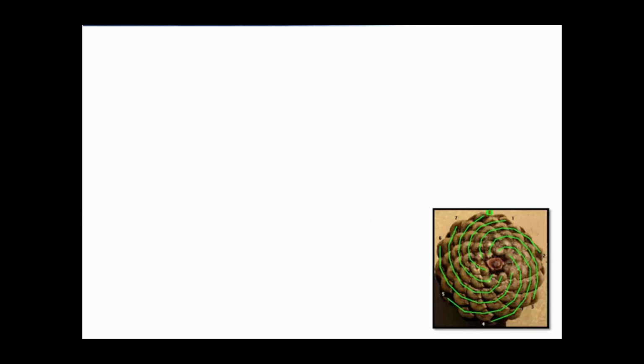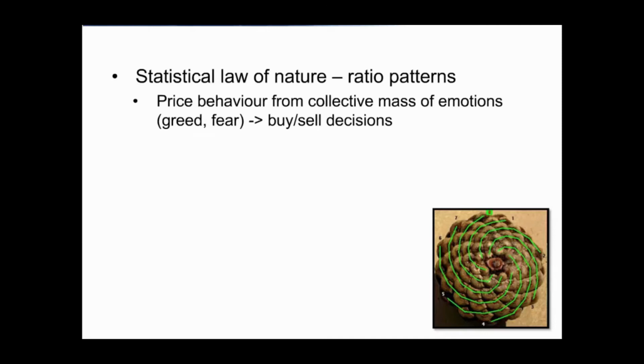Indicator, and the most important will be Fibonacci. So why does this work? I think there's plenty of debate, and we could debate probably the whole afternoon about this, but I'm just going to mention what I think quickly. It's a statistical law of nature. You see these ratios everywhere, and you see them in the price behavior.